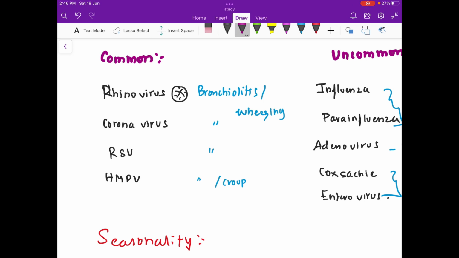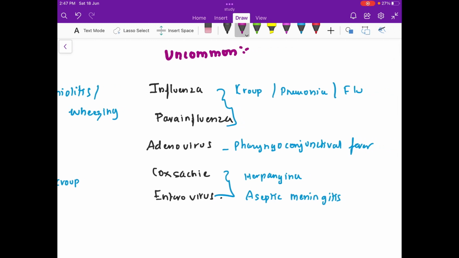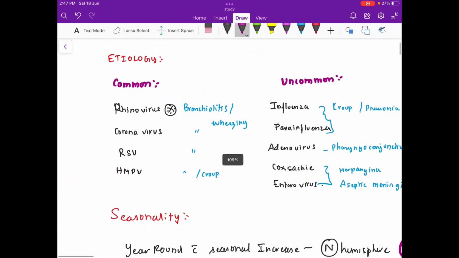The rhinovirus, coronavirus, RSV, and human metapneumovirus all can cause bronchiolitis and wheezing. Human metapneumovirus is also associated with croup. Influenza and parainfluenza virus can cause croup, pneumonia, and flu-like illnesses. Adenovirus can cause pharyngoconjunctival fever, and Coxsackie virus and enterovirus can cause herpangina and aseptic meningitis.